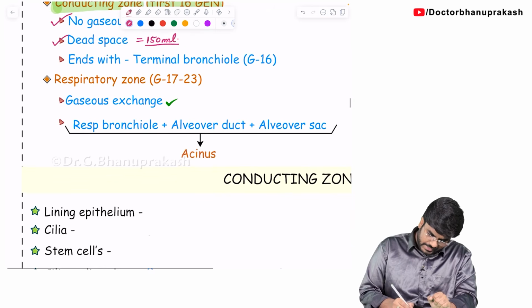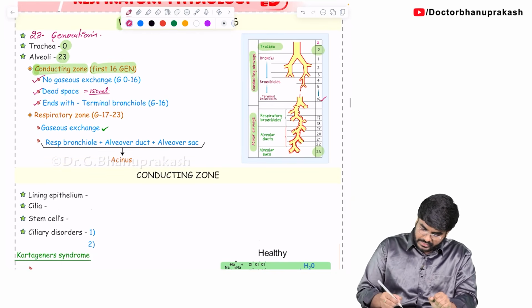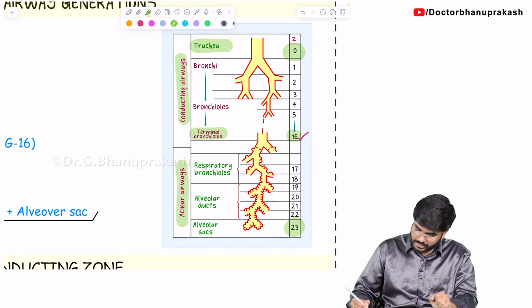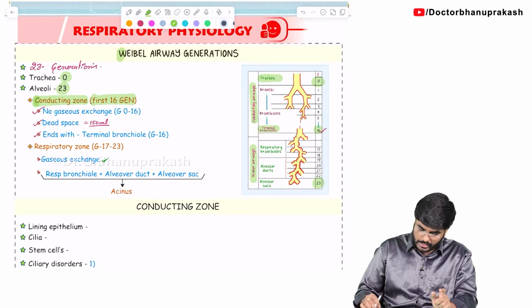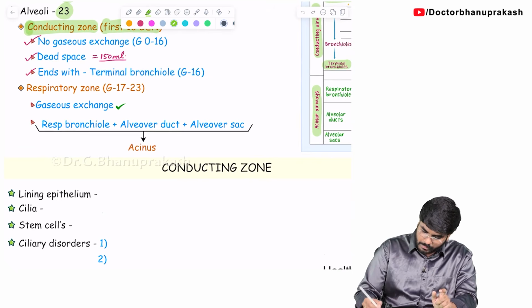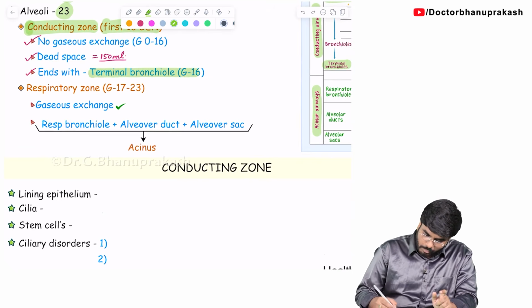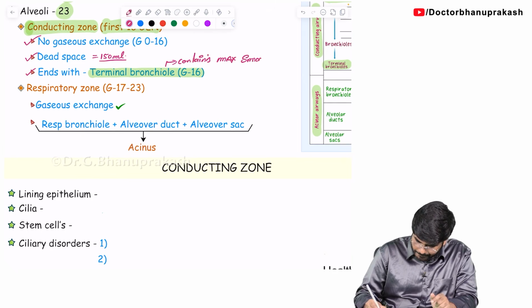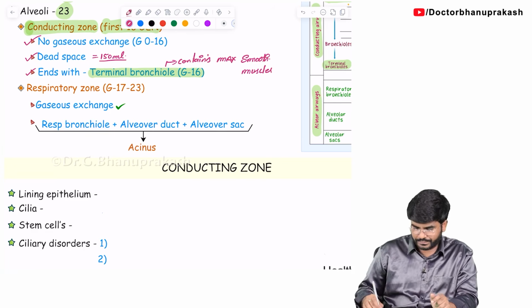of gases. Next, the conducting zone ends with which bronchioles? Terminal bronchioles. You can see here the conducting zone, generation number 16, is ending with the terminal bronchiole. Any important point about the terminal bronchiole? Yes, there is an important point. Terminal bronchiole contains maximum smooth muscles.